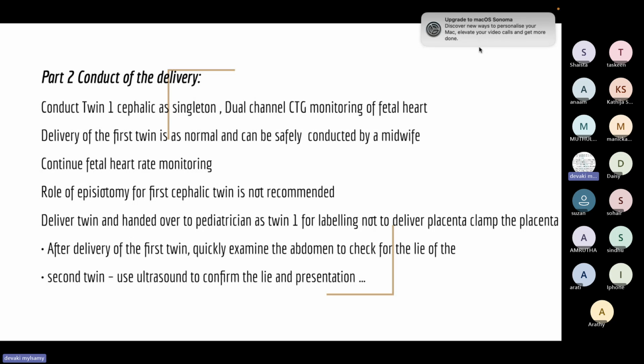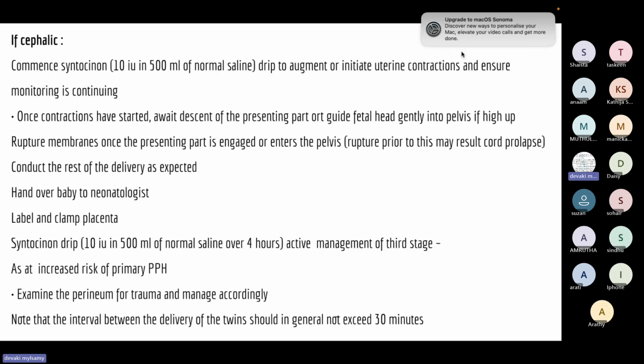Not to deliver the placenta at this point, and clamp the placenta. After delivery of the first twin, quickly examine the abdomen to check for the lie of the second twin. If you are not sure, you can use the ultrasound to confirm the lie and presentation. Now there are two theories.